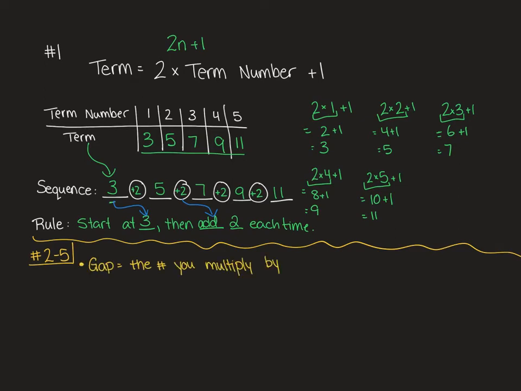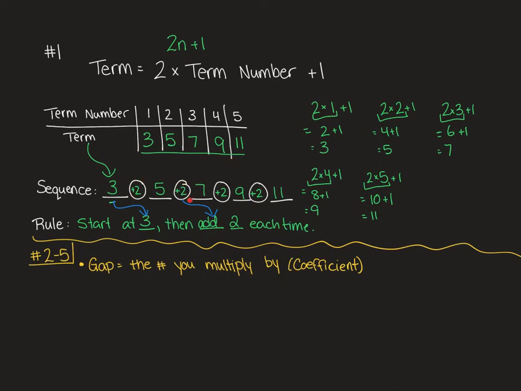Now, the first thing I'm going to point out is that the gap in a sequence is always the number that you multiply the variable by. Now there is a fancy name for this. This is called, if we remember, the coefficient. Remember, co means with, so it is with the variable. And so if you look here, because we're multiplying by 2, we're actually getting another group of 2 each time, which is why the gap goes up by 2.